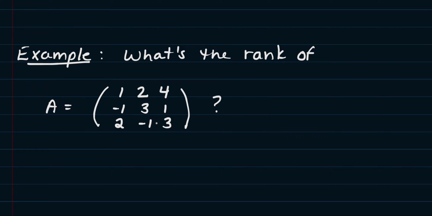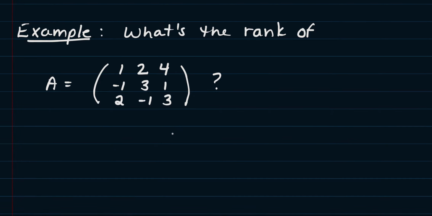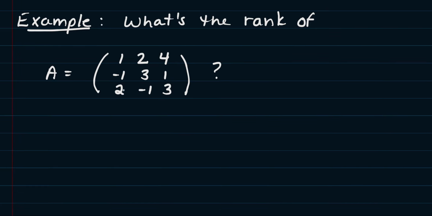Let's look at an example. What's the rank of this matrix A? 1, 2, 4, negative 1, 3, 1, 2, negative 1, 3. To find the rank, let's find the row space. So we need to find a basis for the row space.